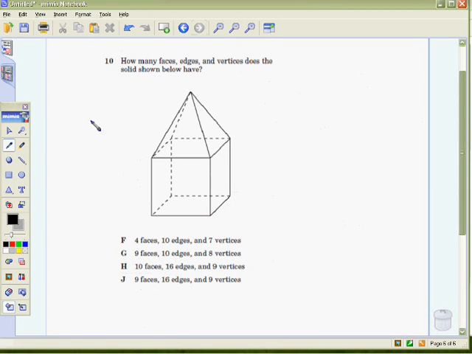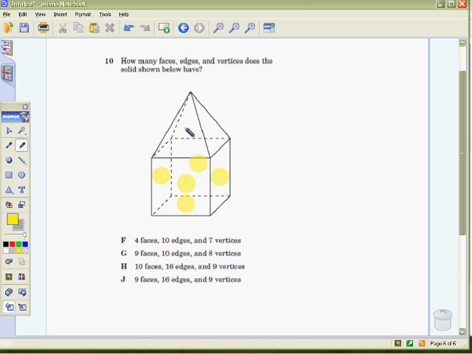Number 10. How many faces, edges, and vertices does the solid have below? Okay, the face is just going to be every flat surface, so let's count those. Faces, I have one in the front, I have one on the right, one on the left, one on the bottom, one in the very back. Now I don't have a top to this cube because I have a pyramid sitting on top.